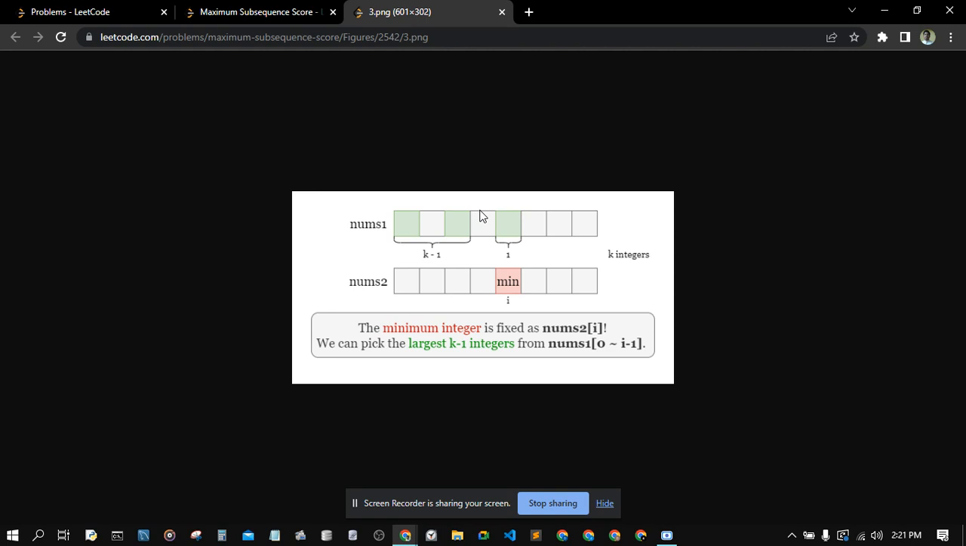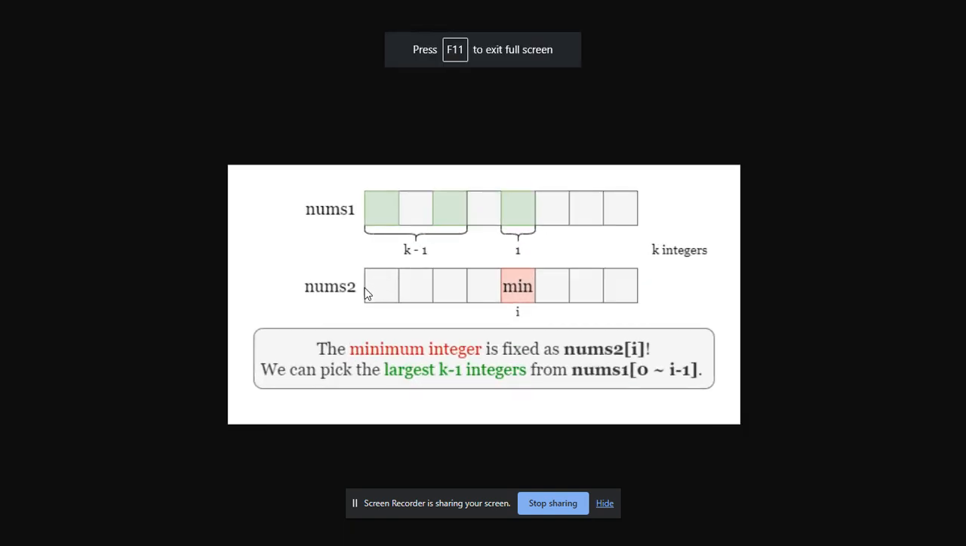Just pay attention here. See, now nums2 is sorted, so its elements are in a descending order. That means the first element of nums2 is the biggest one, then the last element of nums2 is the smallest one. We can say that. What I will do now is, I will fix an element in nums2. For example, this is the ith index I'm fixing.